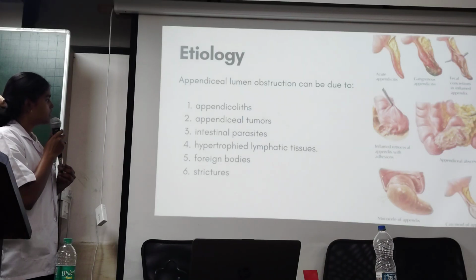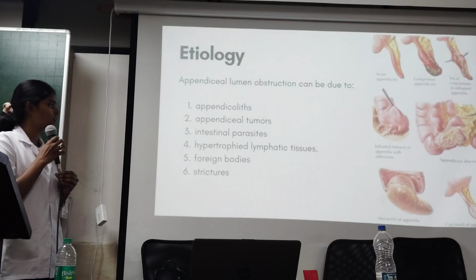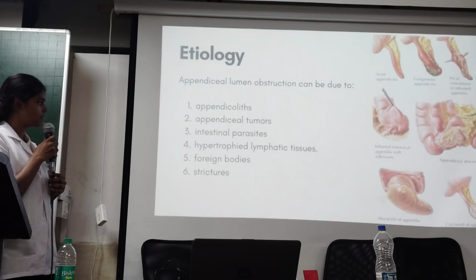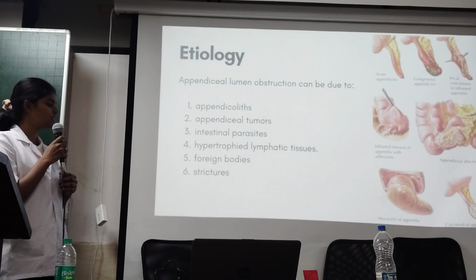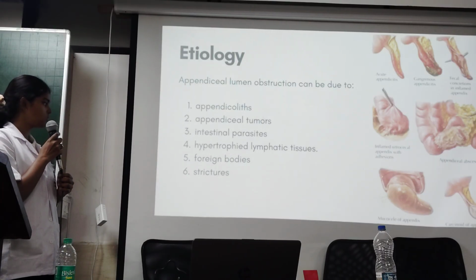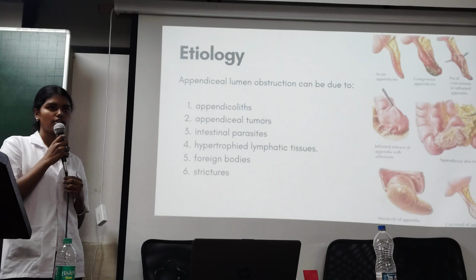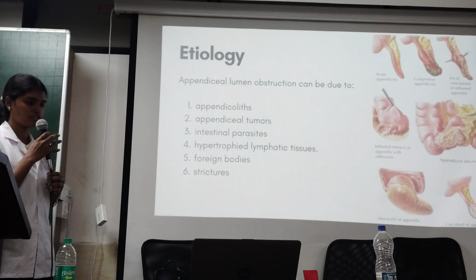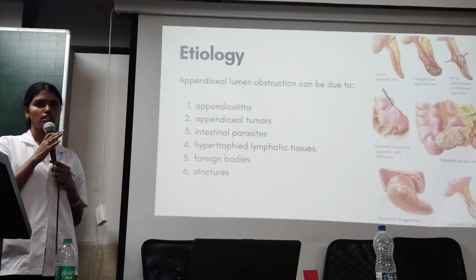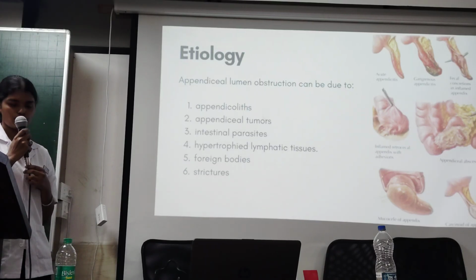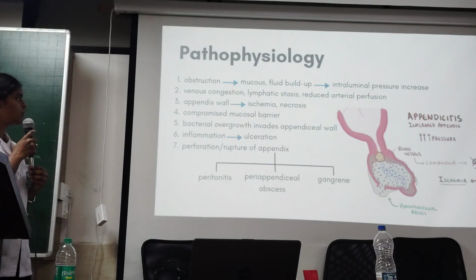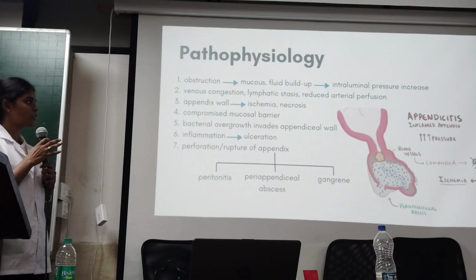Then we have intestinal parasites like roundworm and pinworm infections. Then we have hypertrophy of lymphatic tissue, and foreign bodies like undigested seeds can lodge in the lumen and cause obstruction. Strictures have fibrotic narrowing caused by inflammation or infection. In the pediatric population, the most common cause is hypertrophy of lymphatic tissue. Whatever the etiology is, there is obstruction of the lumen.